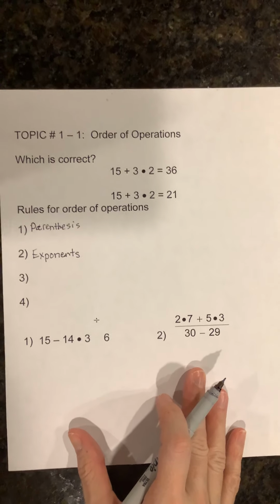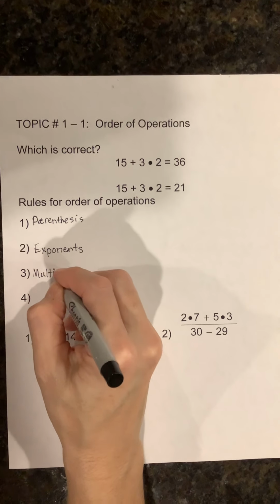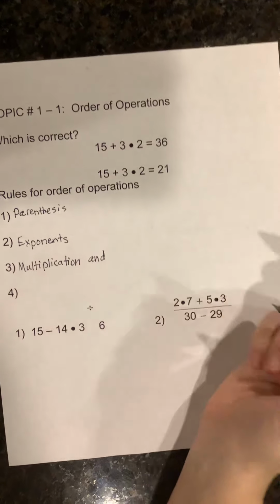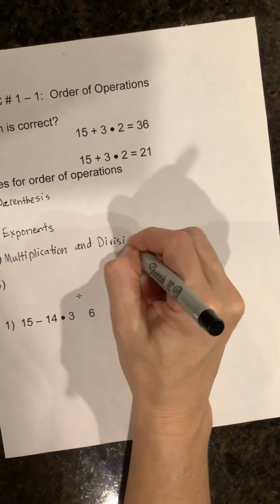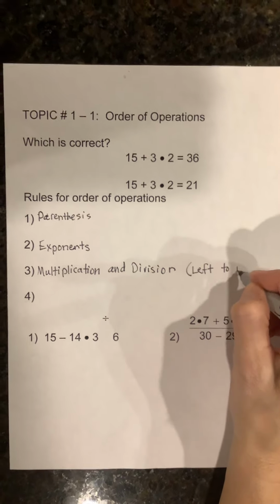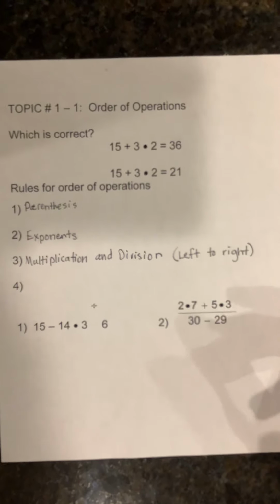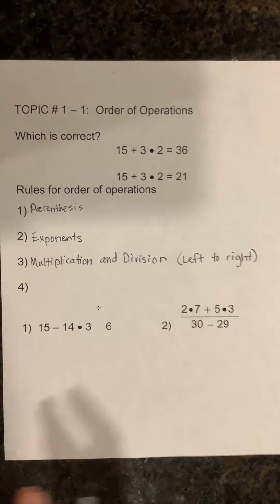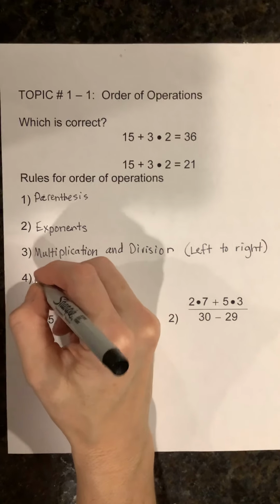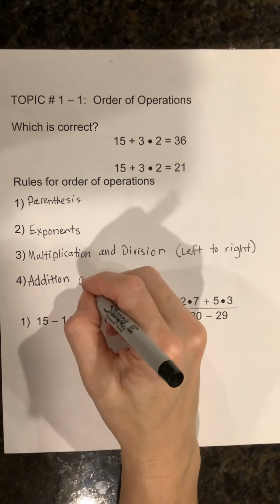And the next thing that we're going to be looking for, left to right in the equation, is going to be multiplication and division. And we're going to take care of those, like I said, going left to right. So meaning if I have an equation and it has both multiplication and division in it, I'm going to complete it in the order that it comes in the equation. The last step is we're going to complete any addition and subtraction that we see.